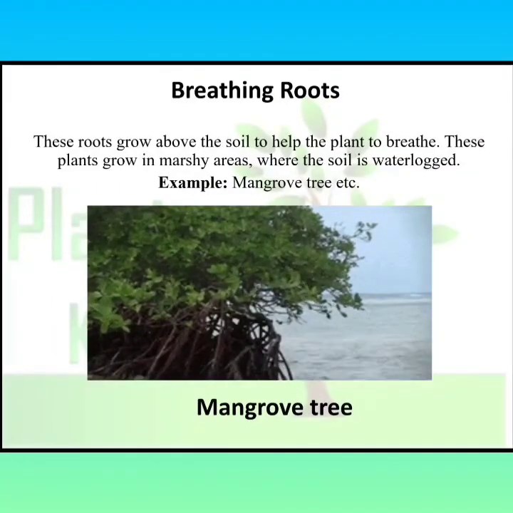Coming to the next root, that is breathing root. These roots grow above the soil to help the plant to breathe. These plants grow in the marshy areas where the soil is waterlogged and the plants are not able to breathe properly. So these roots grow above the soil and help the plant to breathe properly. Example, mangrove tree, etc.